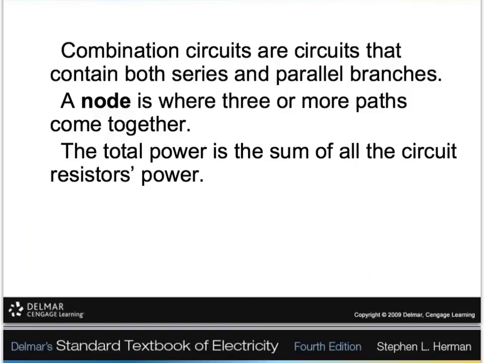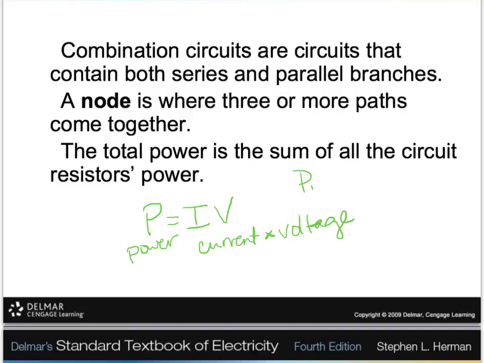So if we went and calculated P equals IV, that's how we're going to get our power. That's the current times the voltage. If we did this for each resistor and then did it for the battery, we would find that the power for the battery would equal the power from 1 plus the power from 2 plus the power from 3 plus the power from 4.